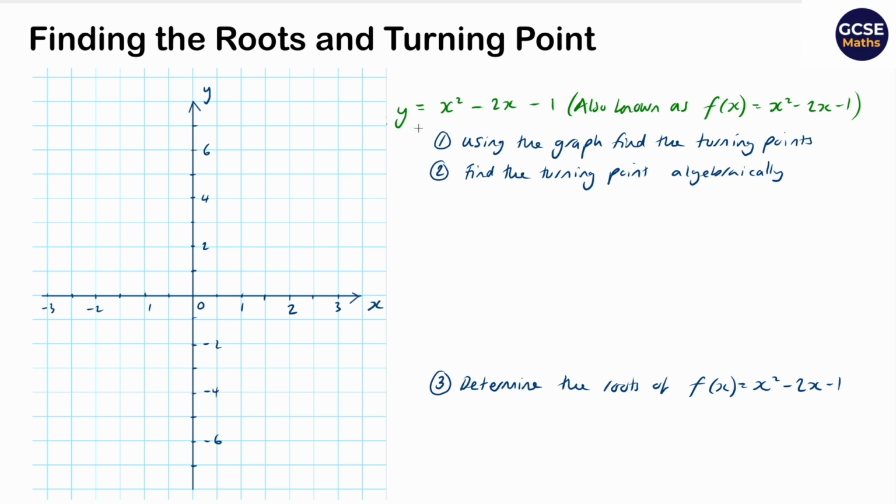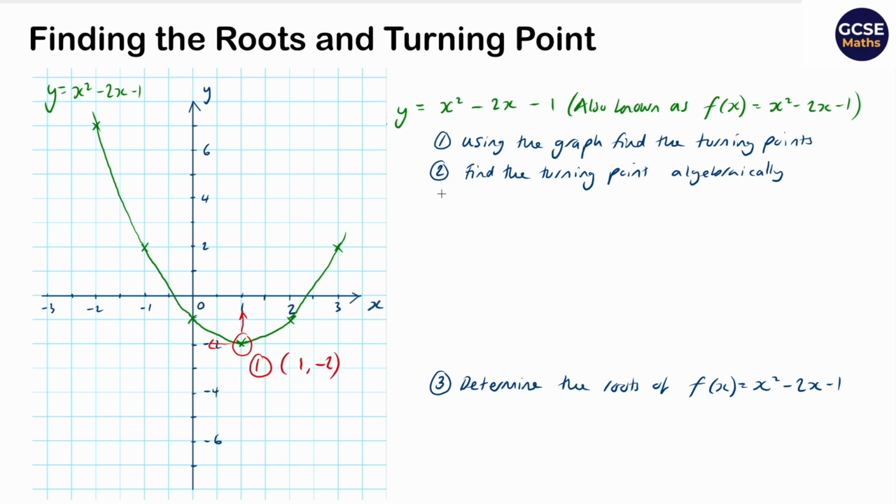It says, first of all, we've got y is equal to x squared minus 2x minus 1. As an aside, we can also reference that as the function of x, or f of x, is equal to x squared minus 2x minus 1. So the first question is to use the graph to find the turning point. Obviously to do that, I have to plot this first. Okay, there's my graph. I'll just label that. And now I need to use the graph to find the turning point. Well, that's fairly straightforward. The turning point is where the graph is at its lowest or its highest. So the turning point for question number 1 is just (1, -2).